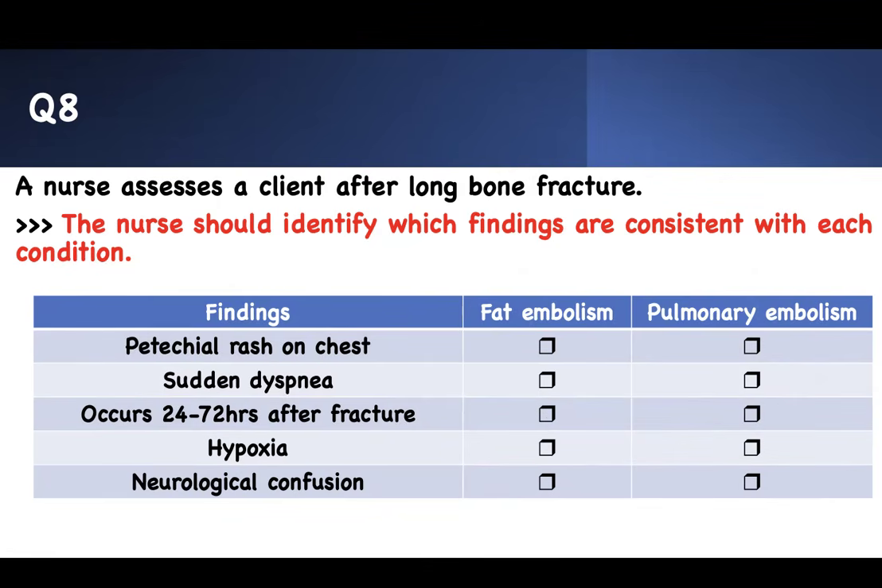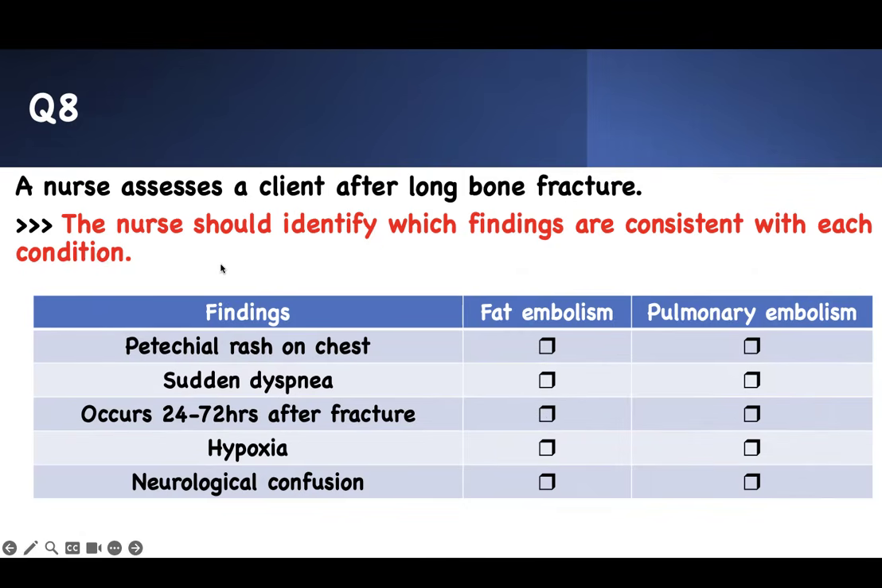You should not confuse them, and then you should identify which findings are consistent with each other, and then assessing the client after long bone fracture who has fat embolism. This is pulmonary embolism. What are the signs and symptoms you should be looking for? Petechial rash on the chest, sudden dyspnea. These occur within 72 hours after fracture. Hypoxia, neurological problem.